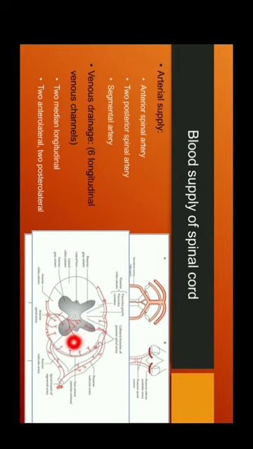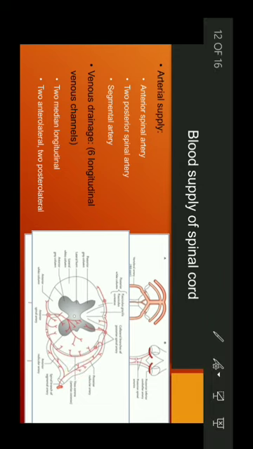This supply is influenced by the supply which comes from the segmental artery. The segmental artery is divided into the posterior radicular and the anterior radicular artery. They supplement the supply of these channels.